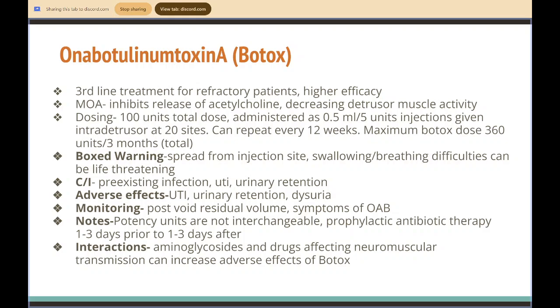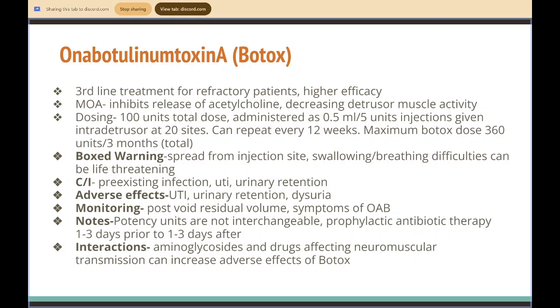Thank you very much. This is a third line treatment for refractory patients, but it does have a higher efficacy compared to anticholinergics and the beta 3 adrenergic agonists. The mechanism of action, it decreases detrusor muscle activity by inhibiting the release of acetylcholine.